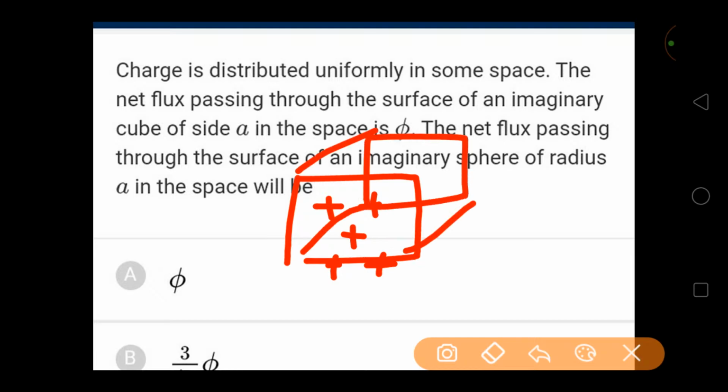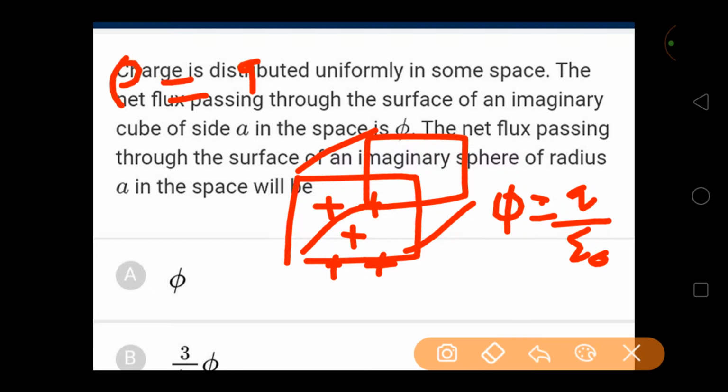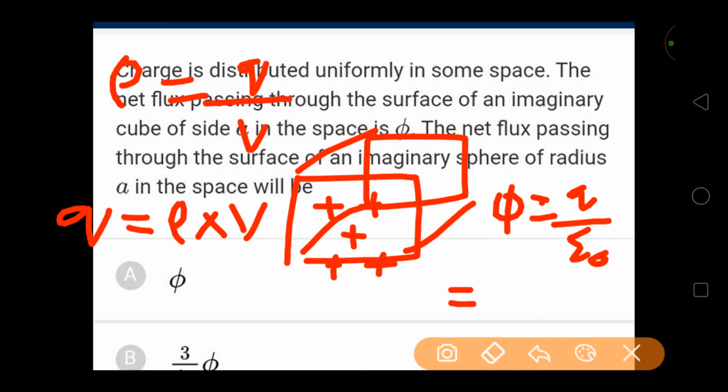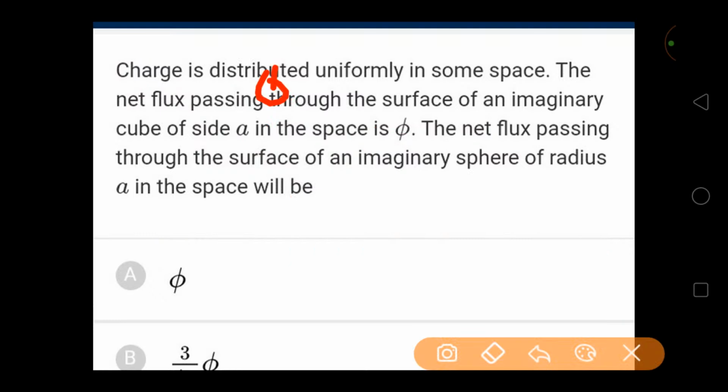Next. We know that phi is equal to Q by epsilon naught. So rho, the volumetric charge density, is equal to Q by V. This implies Q is equal to volumetric charge density into volume. So Q can be written as rho into a cube, because the side of the cube is given as a, divided by epsilon naught. So phi is rho into a cube by epsilon naught.